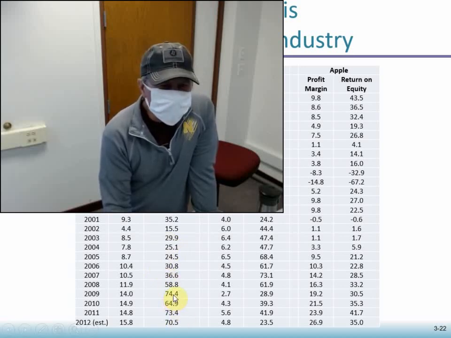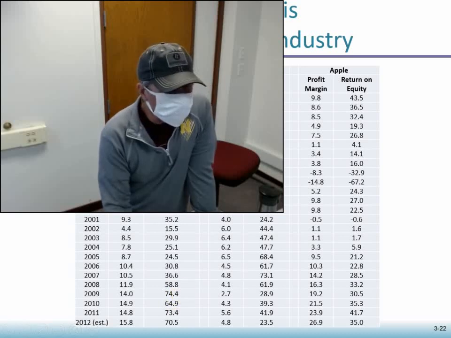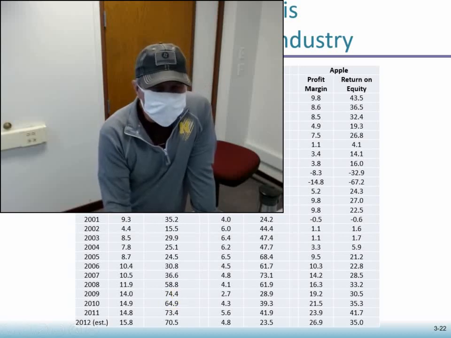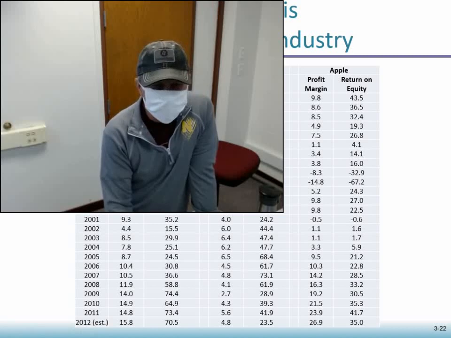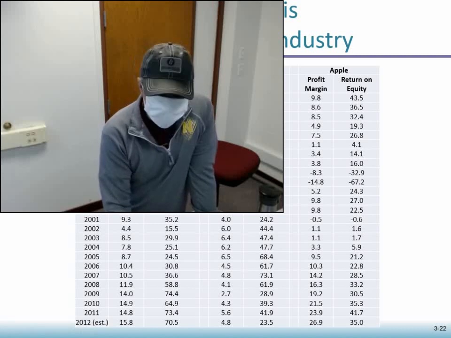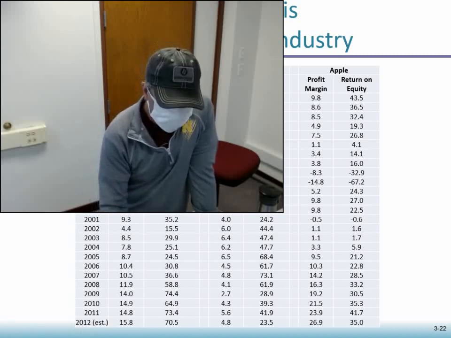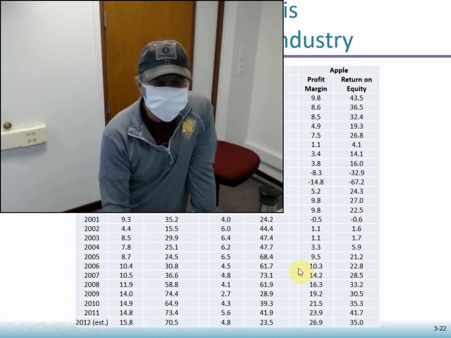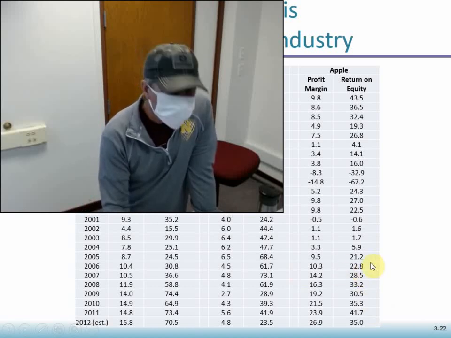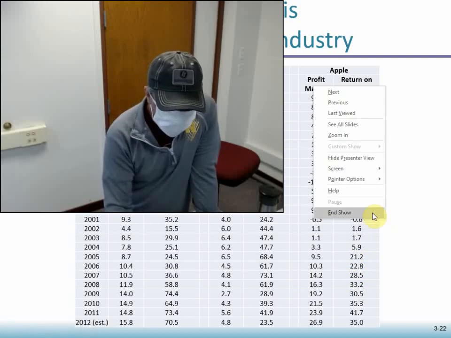You've got higher risk. Those two almost always go hand in hand. Almost always. Let me rephrase that. Risk and return always go hand in hand. Okay, Apple: lots of cash, lots of assets, not much debt. That's kind of all I wanted to go over on that.